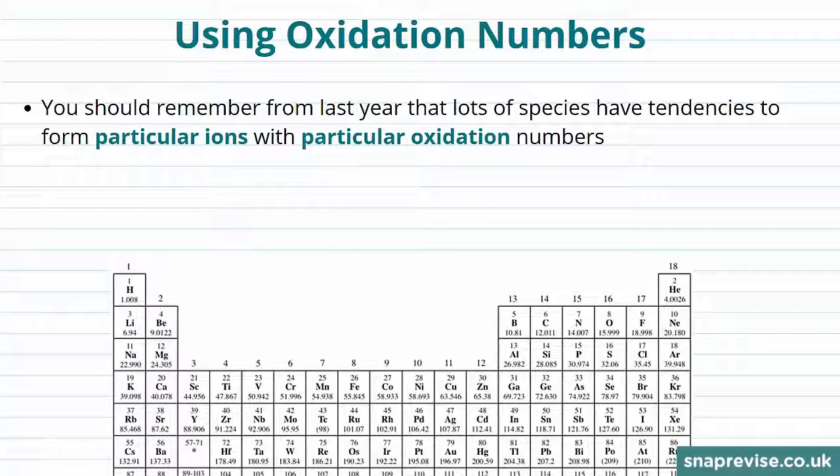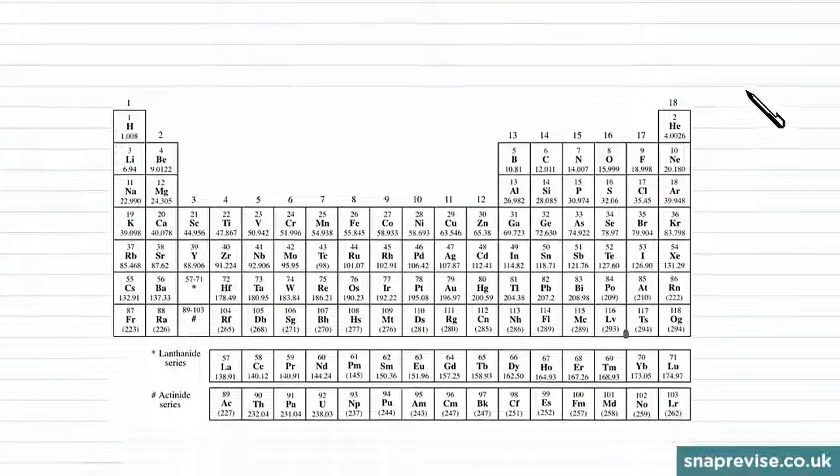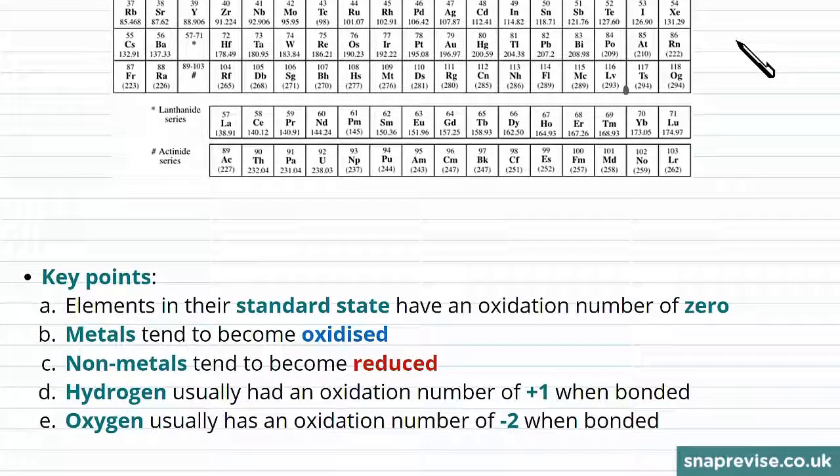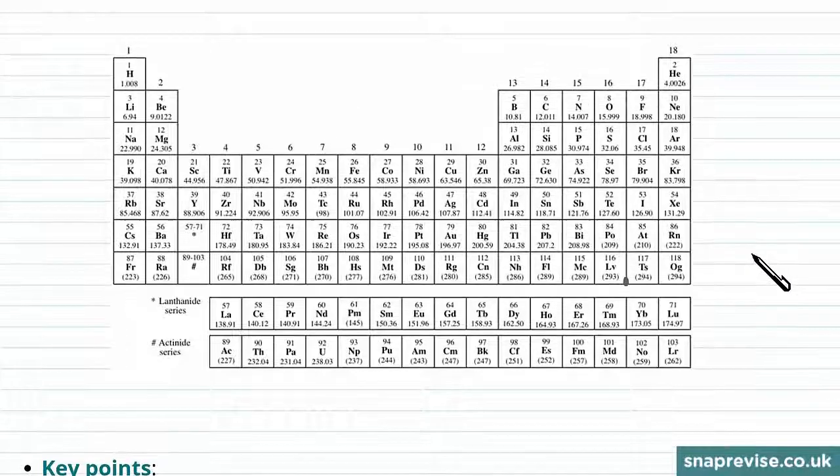We're soon going to see that another way to put together full reactions equations is using oxidation numbers for the species. You should remember from last year that different species have different tendencies to form particular ions, and therefore have particular oxidation numbers. Let's look through a few of these common trends. So elements in their standard state, as they appear, usually have an oxidation number of 0. Metals tend to become oxidized, so we can separate.